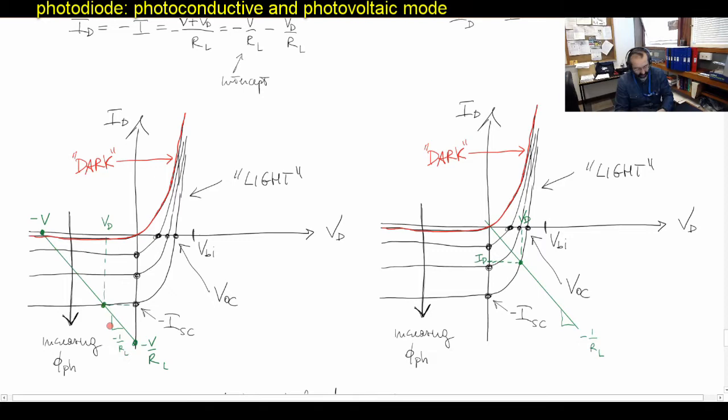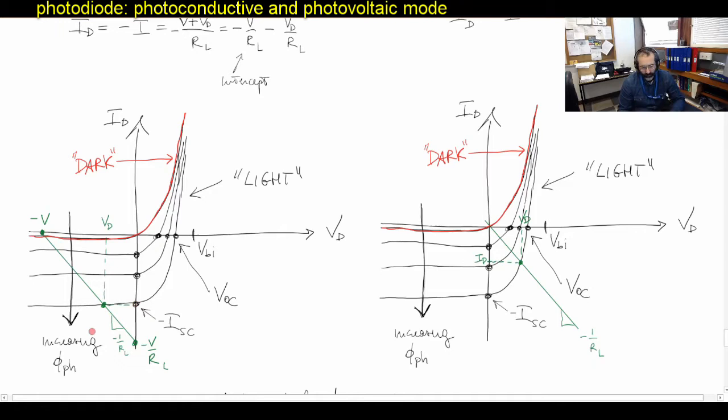So, for example, if the intensity of the light being used in the photoconductive operation was such that the characteristic was actually this one, then the operating point with this load line would be this one here, and so the final VD would be this one, and the final ISC would be this one. The current, sorry, would be minus ISC, effectively, because we are in the photoconductive mode.